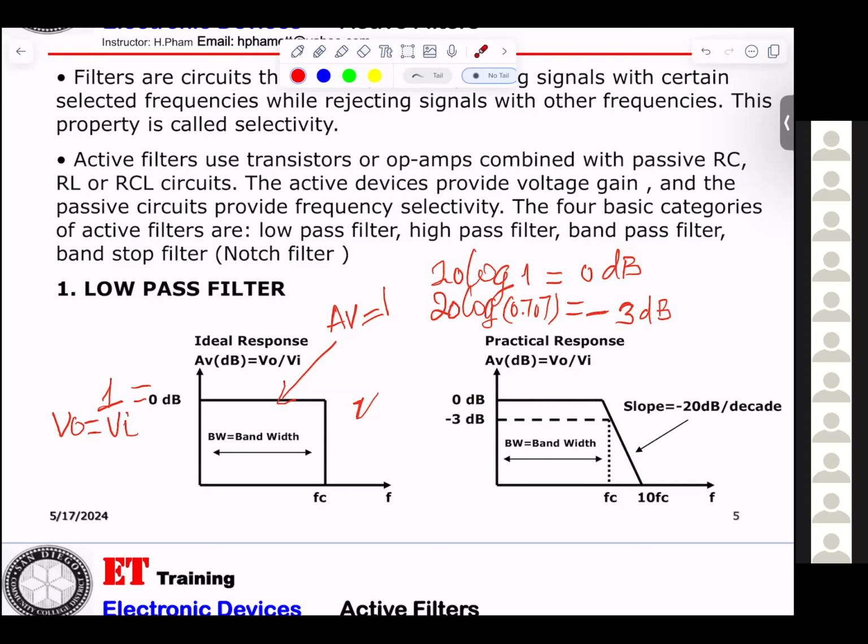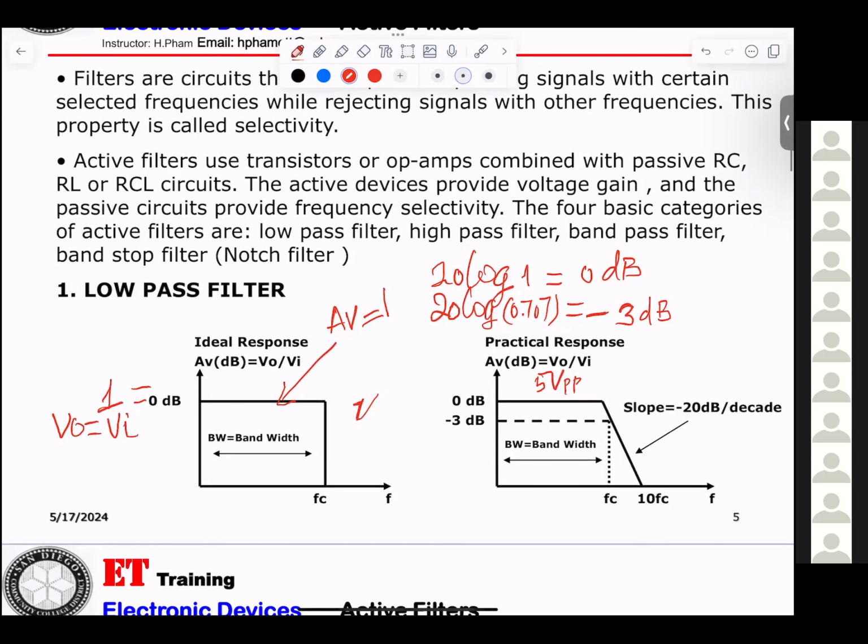I can give you an example here. You get a signal in here at 0 dB. You get 5 volt. So at the cutoff, the signal will be how many volt?